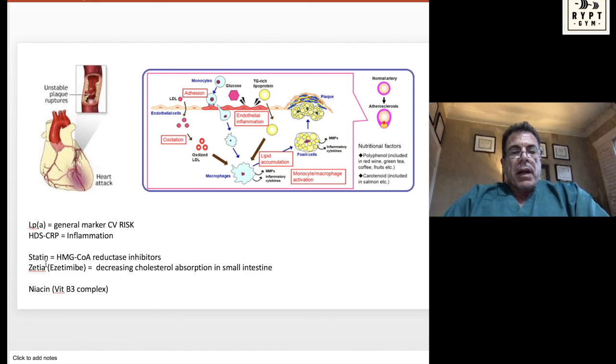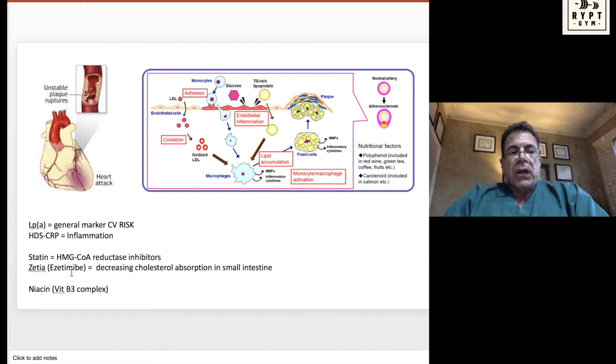But the medications we can use, the statins are the most popular. They are HMG-CoA reductase inhibitors. HMG-CoA is the enzyme that makes cholesterol, basically. Statins, however, can cause a lot of muscle aches, so it requires some trial and error as to which statin is going to work for you. But these are the most effective cholesterol or LDL reducing agents.